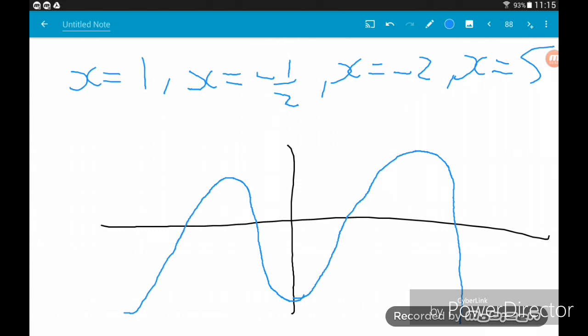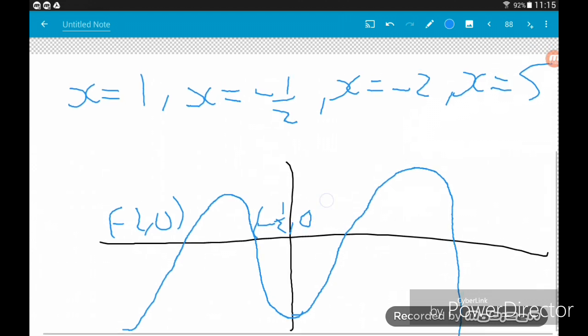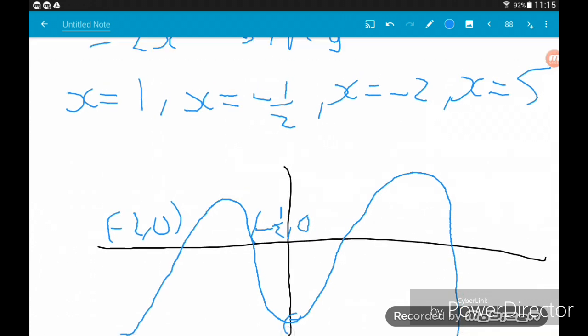So our leftmost point is (minus 2, 0), and then we have (minus a half, 0), then our y-intercept is (0, minus 10), then our next x-intercept is (1, 0), and then our final x-intercept is (5, 0).